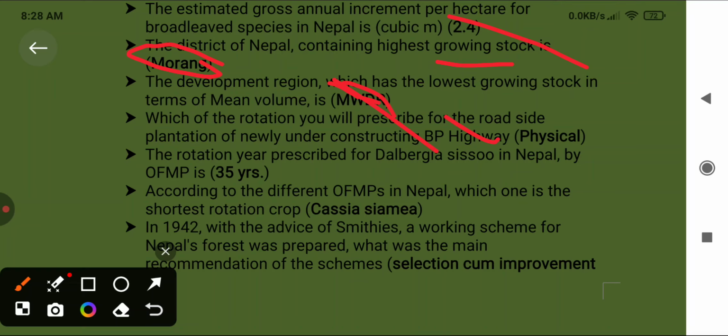The rotation prescribed for Dalbergia sissoo in Nepal is 35 years. According to the different operational forest management plans in Nepal, which one is the shortest rotation crop? Cassia siamea, 4 years. In 1942, with the advice of Smith, a working scheme for Nepal's forest was prepared. What was the main recommendation of the scheme? Selection cum improvement.